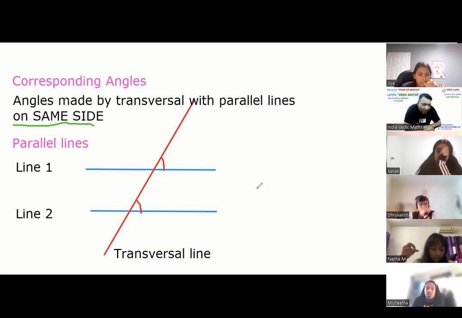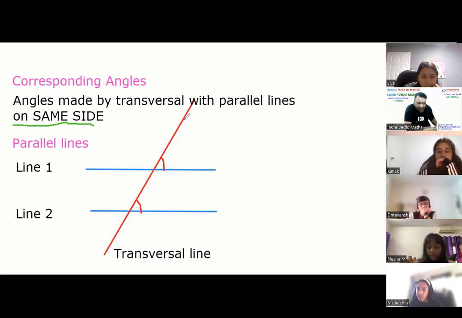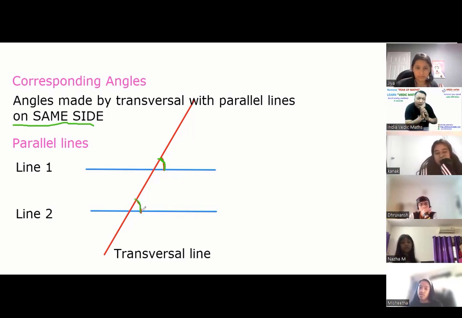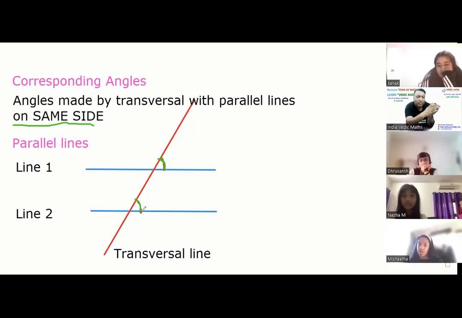What is the meaning of angle made on the same side of parallel lines? I ask you a question, listen. This is a transversal. Transversal is making this angle with line 1, correct? Transversal is making this angle with line 2. Are both the angles on the right side of transversal? Yes. Are both the angles above the blue lines? Yes. So same side. Both are on the right side, both are on the top.